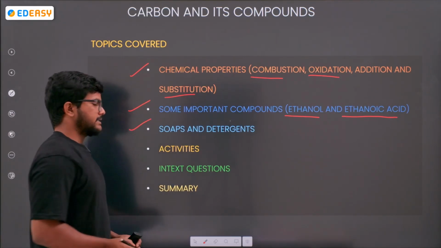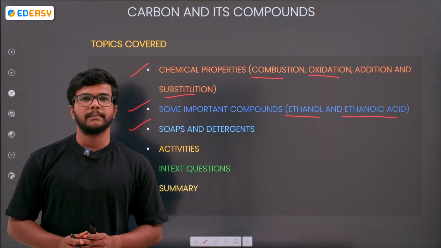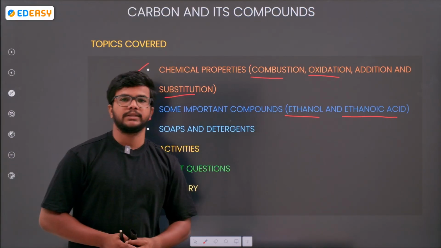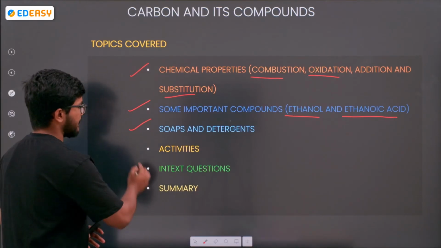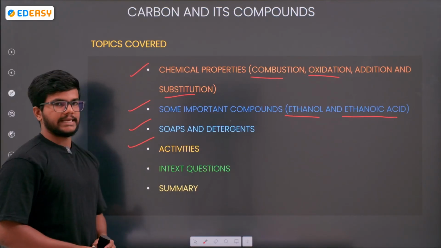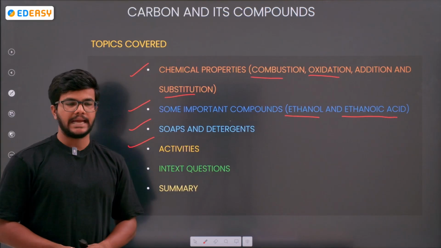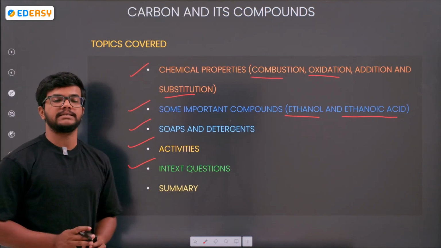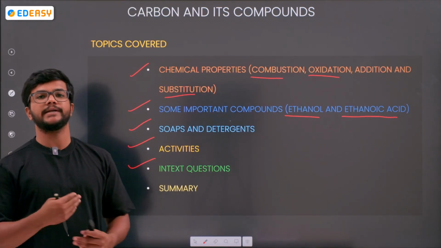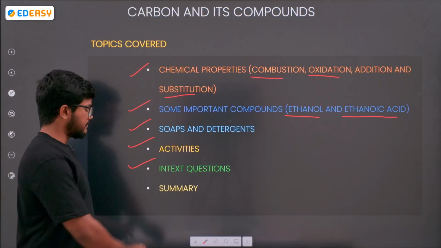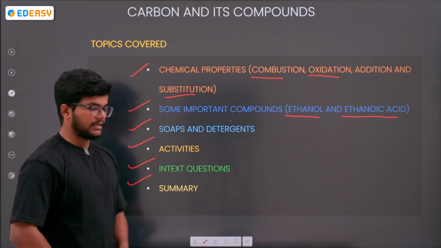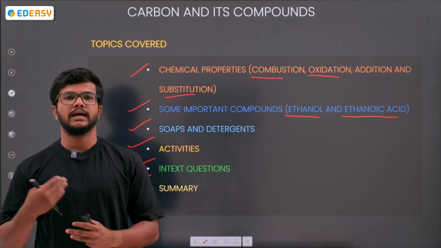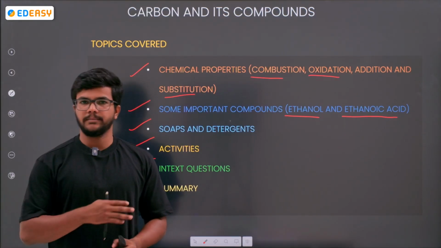And soaps and detergents, how the soaps and detergents are manufactured with the help of compounds like ethanol and ethanoic acid. And every topic was explained with the help of activities. And last, we are going to discuss the in-text questions, some of the important in-text questions which are continuously repeated in the exam. Okay, so last but not least is the summary. So after completing the complete topic, again in 5 minutes I'll complete the summary.